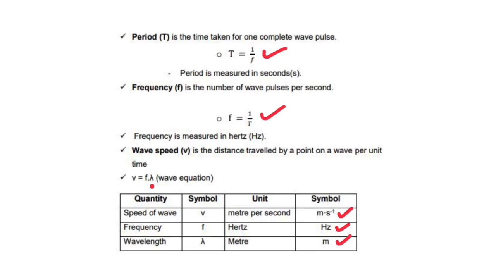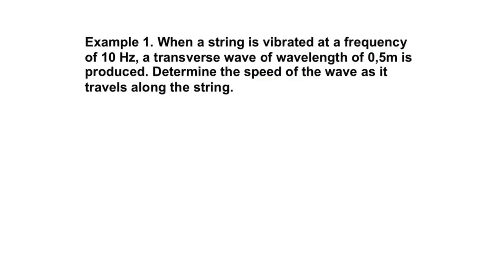Let's go ahead and take a look at a few examples. When a string is vibrated at a frequency of 10 Hz, a transverse wave of wavelength 0.5 meters is produced. Determine the speed of the wave as it travels along the string. Let's write down the information that is given. So we know that the frequency in our case is equal to 10 Hz.